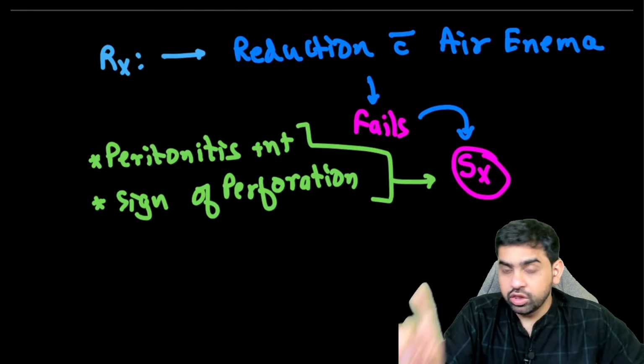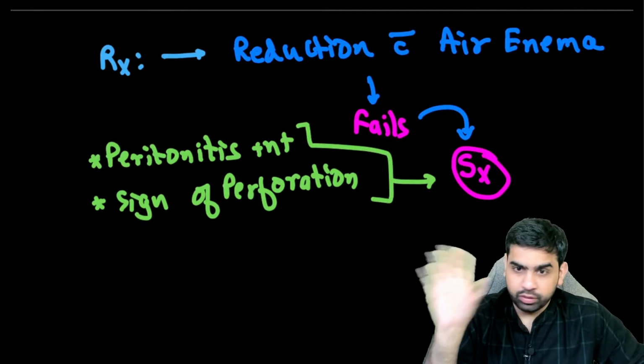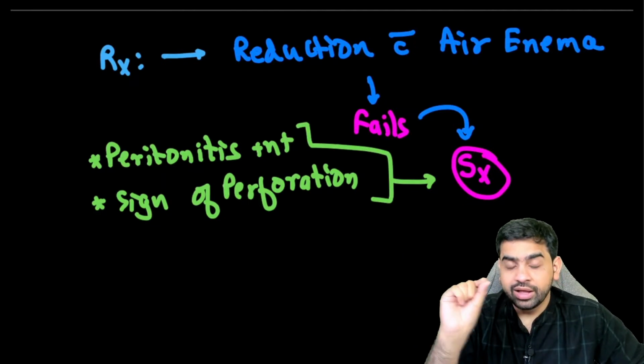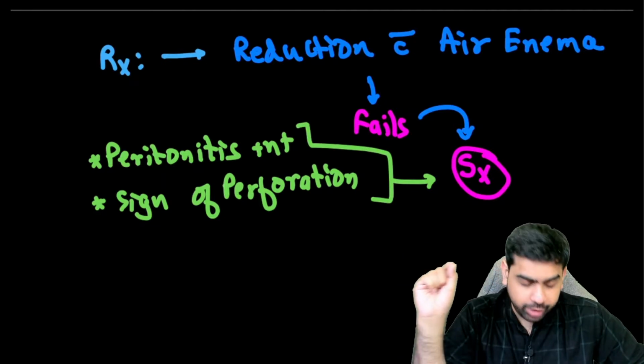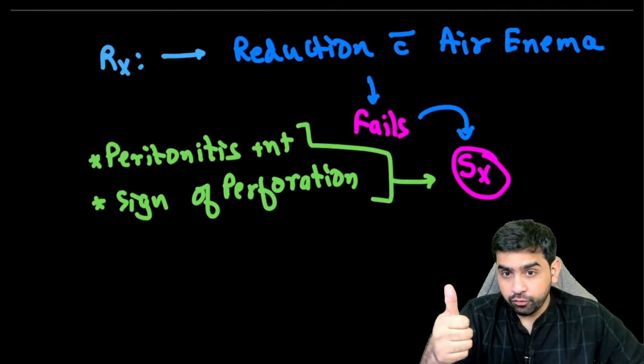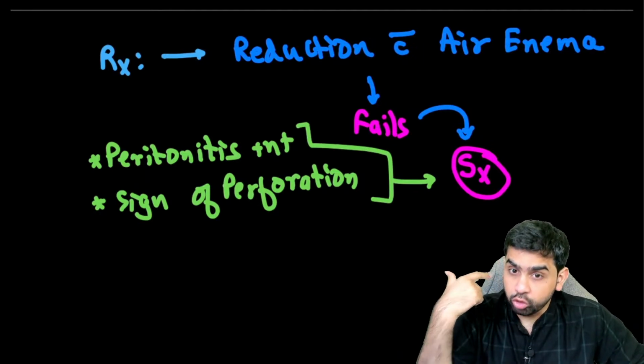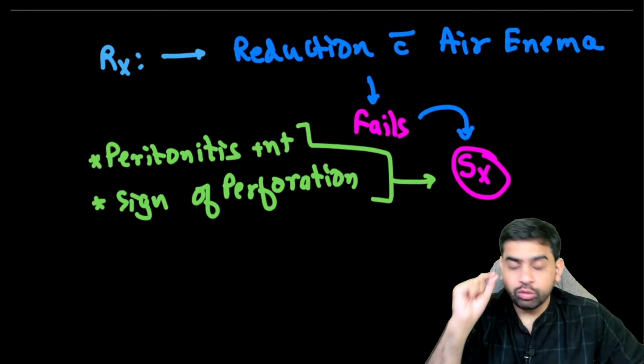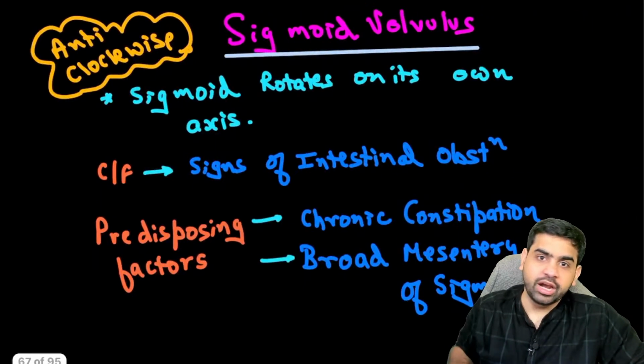But the prerequisite for performing this reduction of the intussusception is that perforation should not be present and peritonitis should not be present. If perforation or peritonitis is already present, in that scenario you'll have to go directly ahead with surgery. That is what you need to understand.